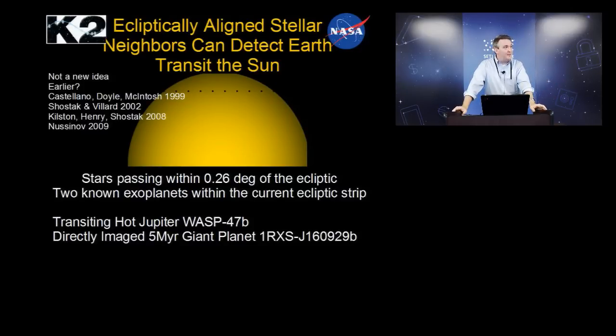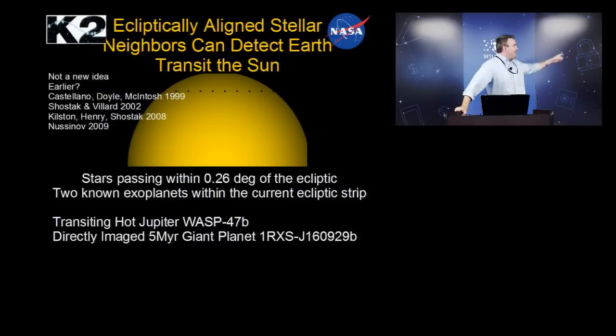So currently, how many extrasolar planets have this precise ecliptic alignment? There are only 2 known: a transiting hot Jupiter, WASP-47, and a directly imaged very young planet. I won't try to pronounce that name.